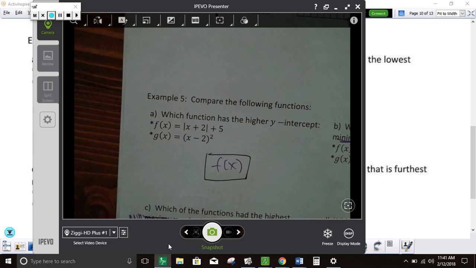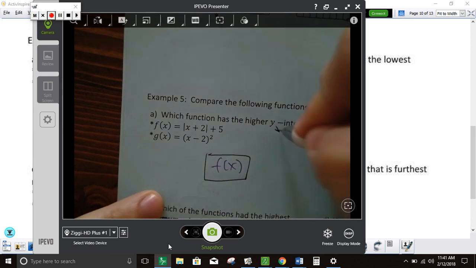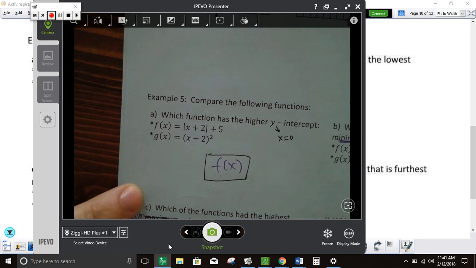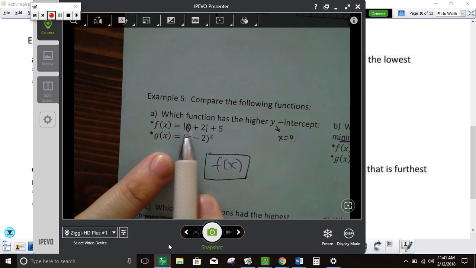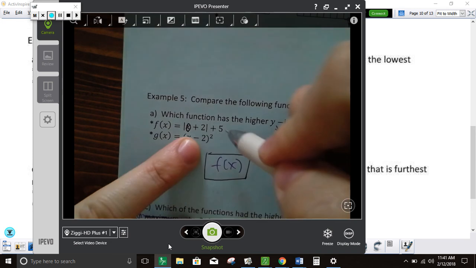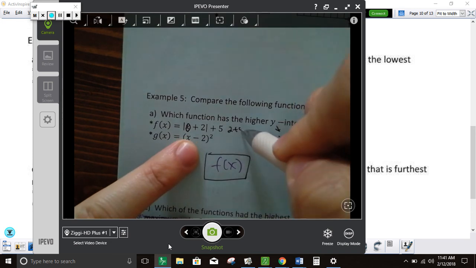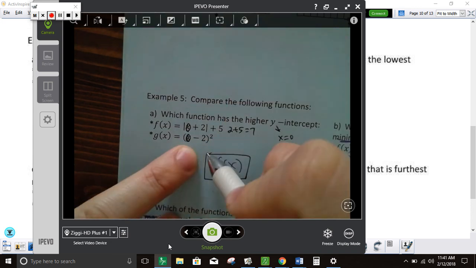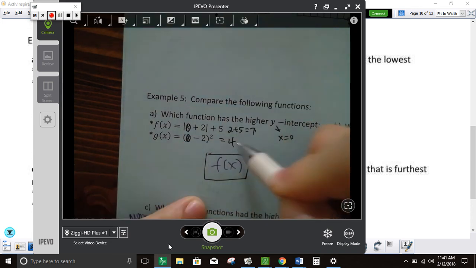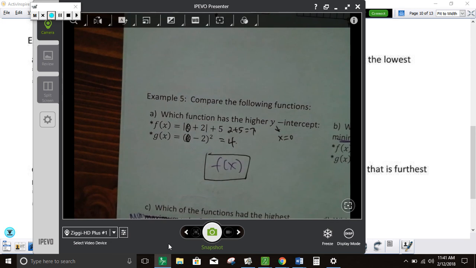Really quick, how do I do that without a calculator? If I'm looking for a y-intercept, that means x equals 0. So without a calculator, I would plug in 0. The absolute value of 0 plus 2 is 2, and 2 plus 5 equals 7. Plug in a 0 here. 0 minus 2 is a negative 2. Negative 2 squared is 4. Which one's bigger, 7 or 4? 7, so the f function's bigger.